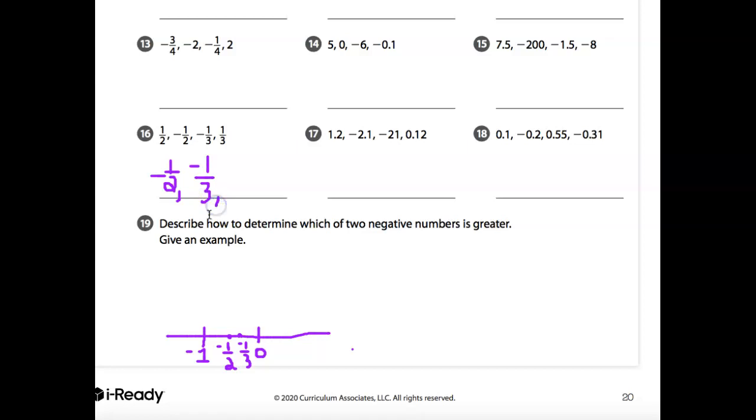All right, so now look at our positives, 1/3 and 1/2. Same thing over here. If this is +1, right in the middle is 1/2. And then right over here would be 1/3. So the next one would be 1/3 and then 1/2.